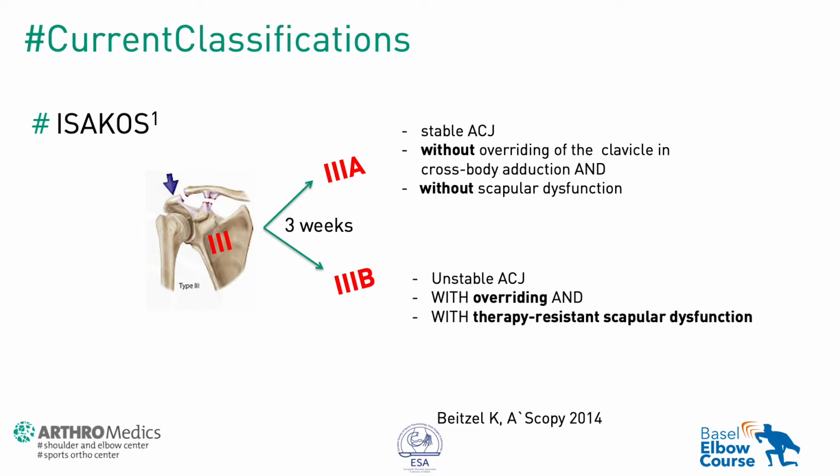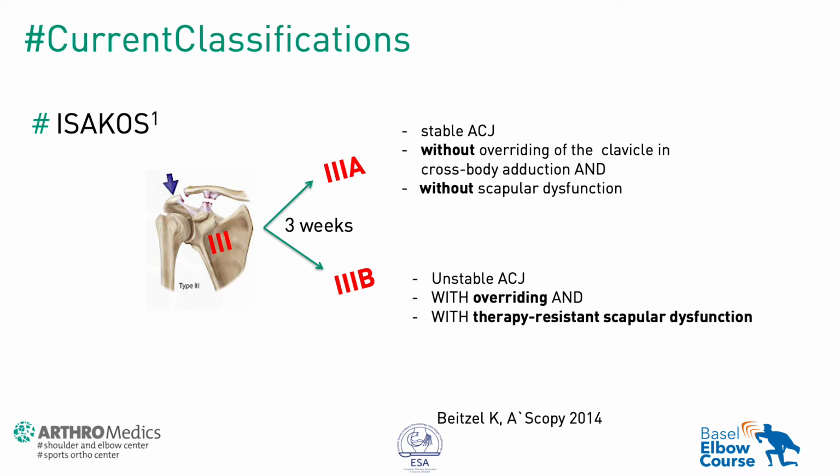So after 3 weeks, the patient is examined again, and we first have in 3A a stable AC joint without overriding of the clavicle in the crossbody adduction. So if you move your arm horizontally to the other side, the clavicle does not override over the acromion, and we do not see any scapular dysfunction.